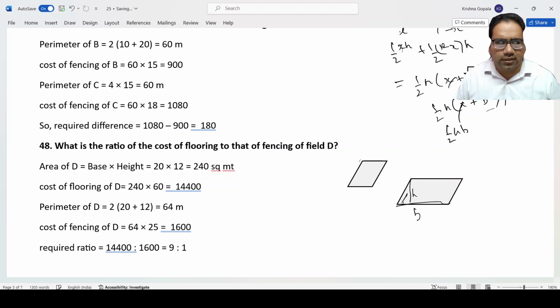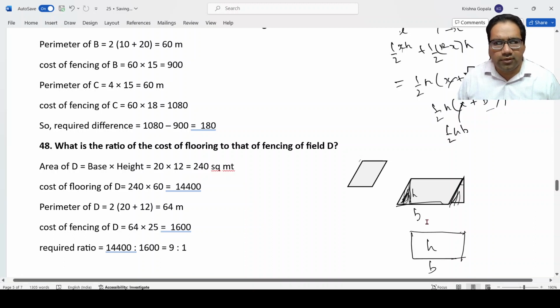Now let's take this triangle. What do you do? We cut this triangle and paste it here. This is exactly the same triangle. If you cut this and paste it here, what will be the new shape? This is removed. This becomes exactly a rectangle, the same base with the same height. We removed this part from here and pasted it here.